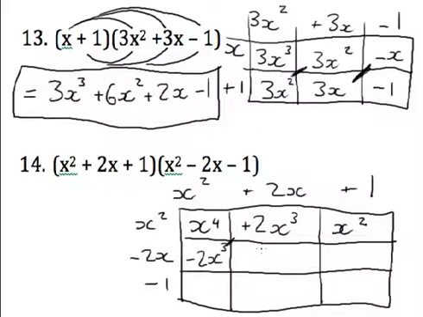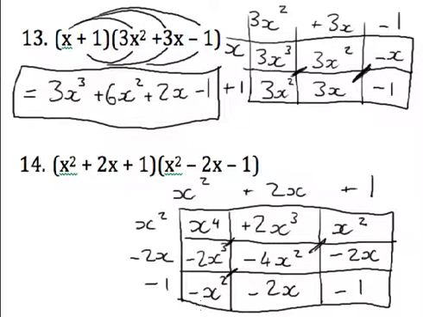Again, look, there we go. Those diagonals, like terms. Negative 2x times positive 2x is negative 4x squared. Notice the diagonals. Negative 2x times positive 1 is minus 2x. Rattle through the last line. Minus 1 times x squared is minus x squared. Minus 1 times 2x is minus 2x. Minus 1 times positive 1 is minus 1.